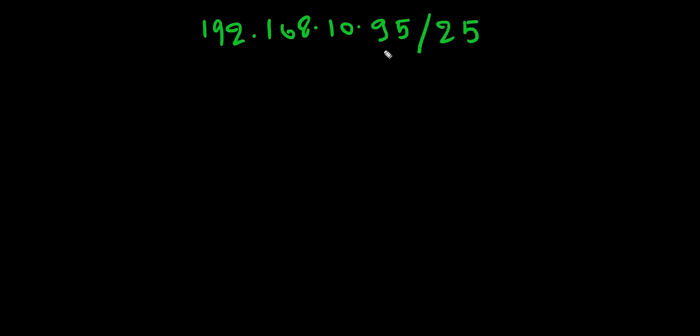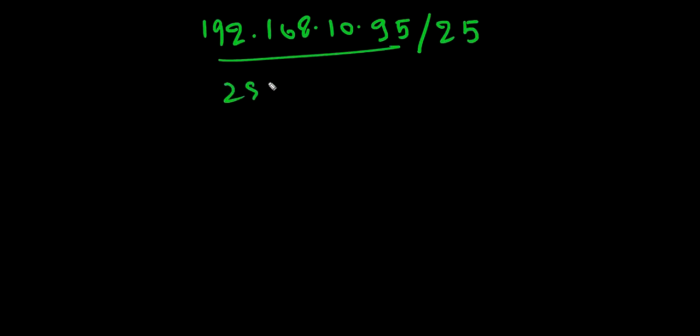Or they can ask you to find the first valid IP address, last valid IP address, broadcast ID, network ID, right? So today I am going to show you how to calculate network ID with a trick, right? What you need to do over here is write the subnet mask of /25.